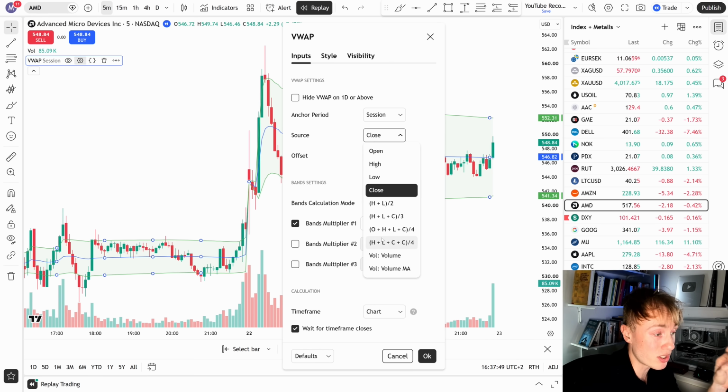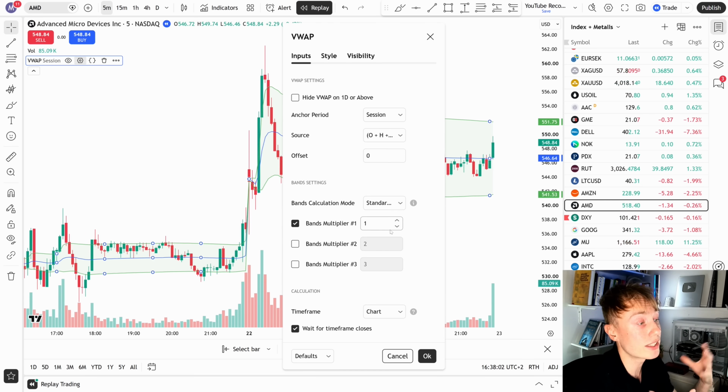And another option, this one I really like, is when you take the open, high, low, and close. Because the high, low, close misses the open. So you can actually also include the open, high, low, and close to make the calculations, to include all the points of the candles in the calculations.